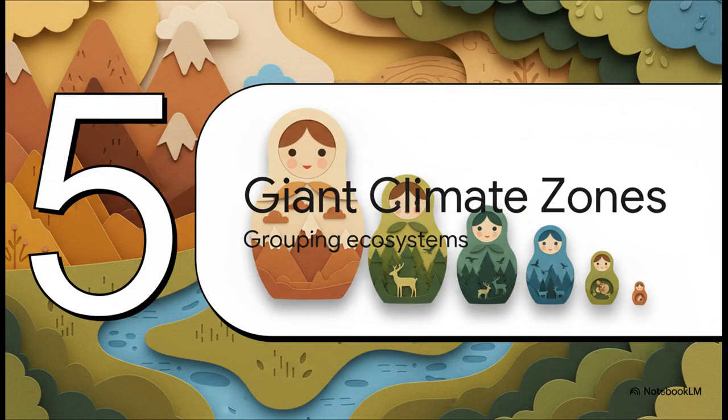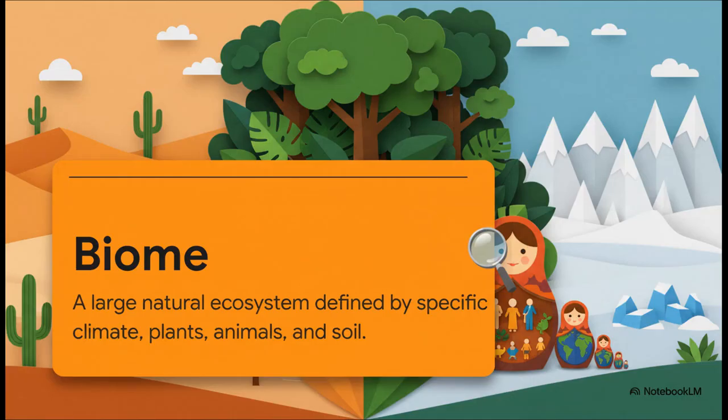We're taking another huge leap in scale here, moving from local ecosystems to massive regions that can span entire continents. And this level is the biome. A biome is basically a giant collection of similar ecosystems all bundled together. And what's the glue that holds them together? It all comes down to climate, which dictates what kinds of plants and animals can live there.